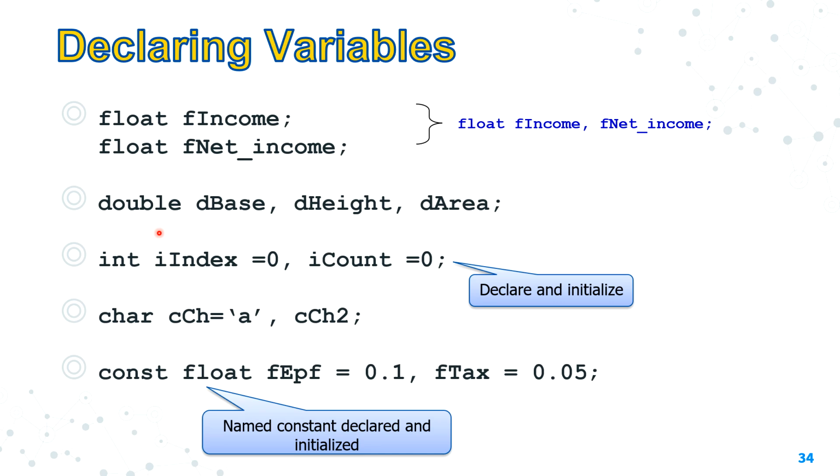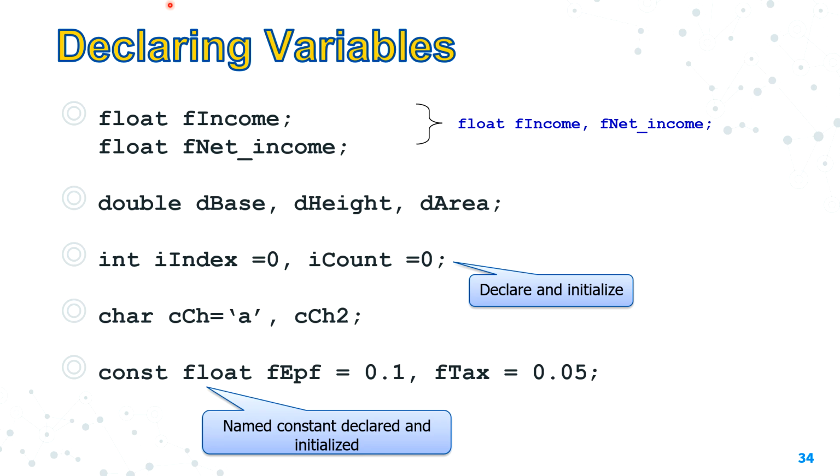Next, we have double d_base, d_height, d_area. This line declares three variables at once. All three variables are of type double. Double is used for more precise decimal calculations than float. They are commonly used in calculations such as area, volume, or scientific formulas.